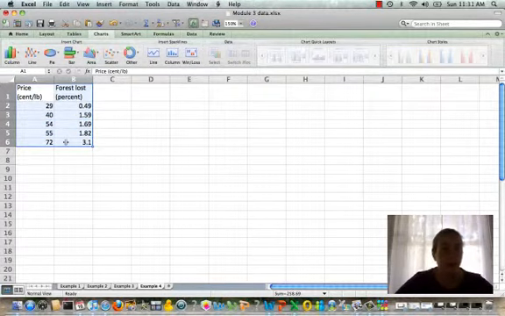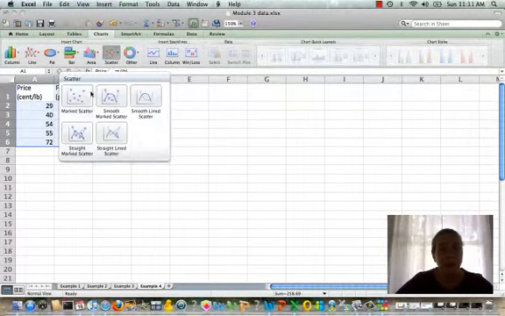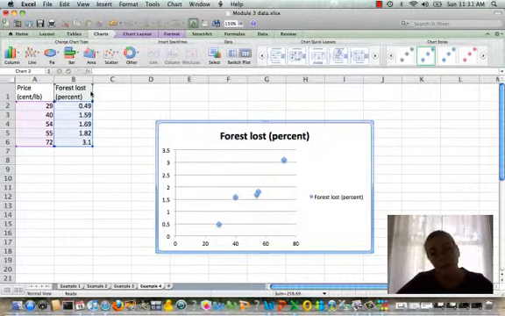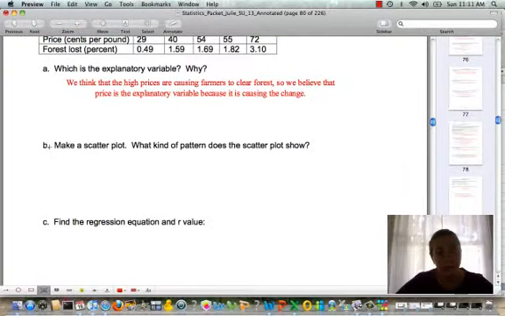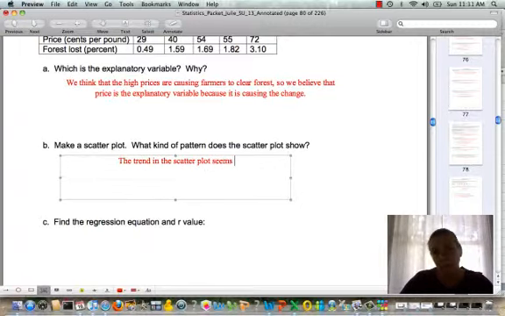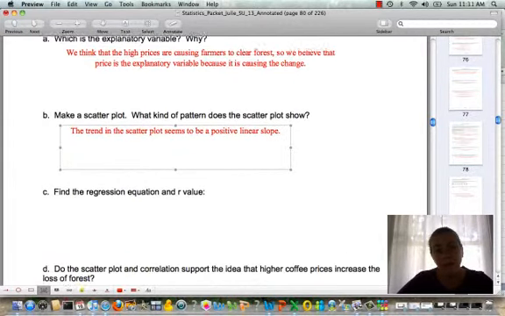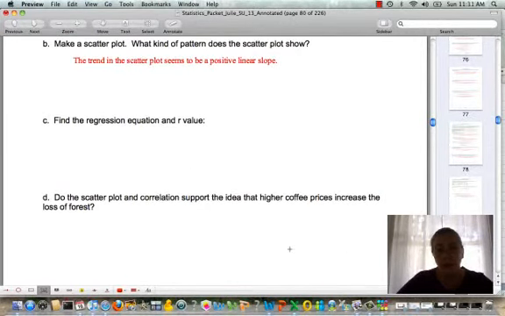Highlight both data and go ahead and make a scatter plot. And it looks roughly linear if we look at our scatter plot. Not a perfect line, but the trend seems to be a positive linear slope. Okay, so we can say the trend in the scatter plot seems to be a positive linear slope. Now let's go ahead and find the regression equation and the R value.